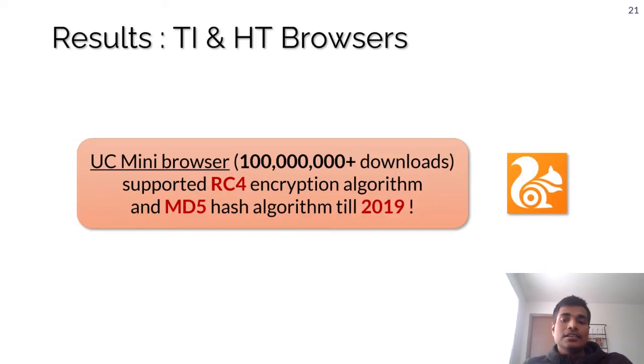In our findings, the UC Mini browser had the worst security policies during data saving. This browser has over 100 million downloads. However, its proxy server was using RC4 encryption and MD5 hash algorithm till 2019. Though this browser has removed its data saving feature from 2020 due to security issues, we found that their proxy servers are still operational to support the older versions of this app.